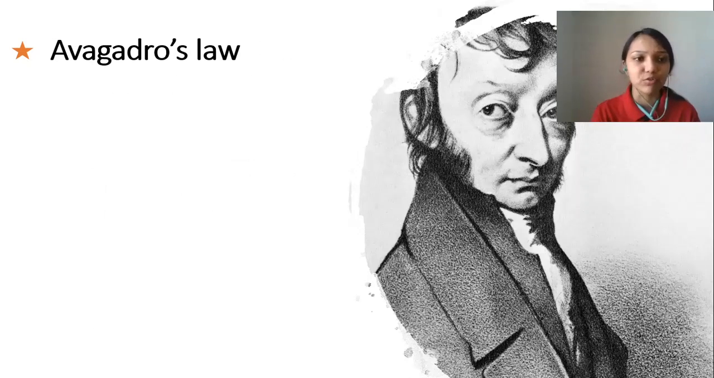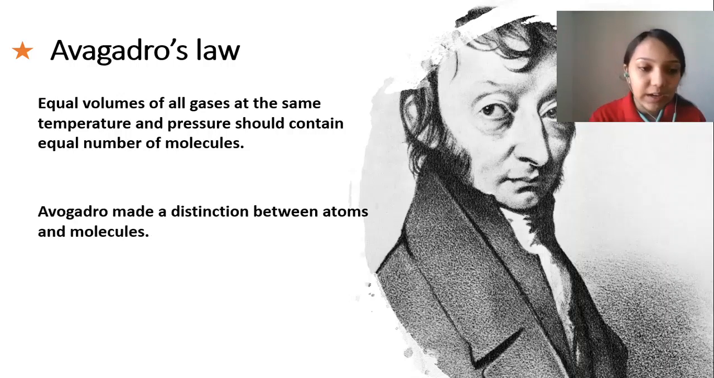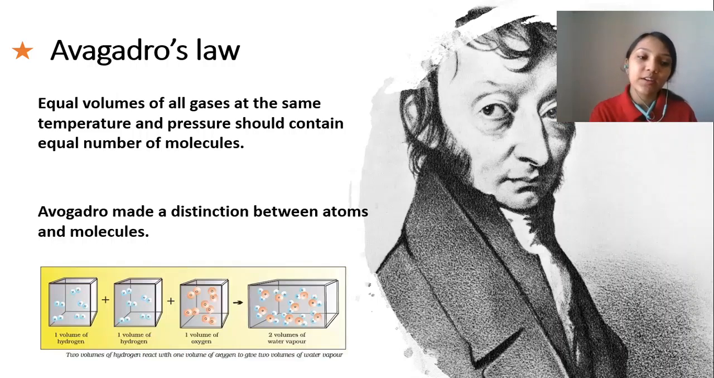Next was Avogadro's law, wherein he stated that equal volumes of all gases at the same temperature and pressure should contain an equal number of molecules. And Avogadro was the first person to make the distinction between atoms and molecules. Until then, the concept was still unclear. What he did was, he took 2 volumes of hydrogen and reacted it with 1 volume of oxygen, and it formed 2 volumes of water vapor.